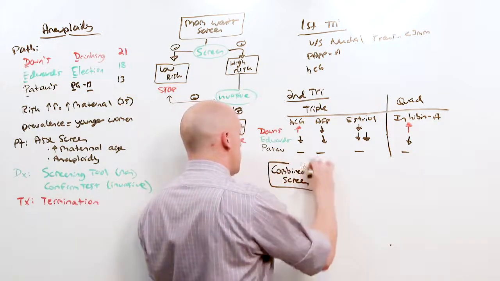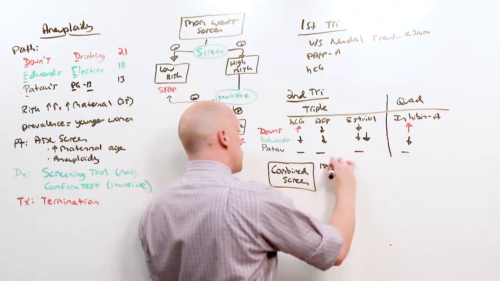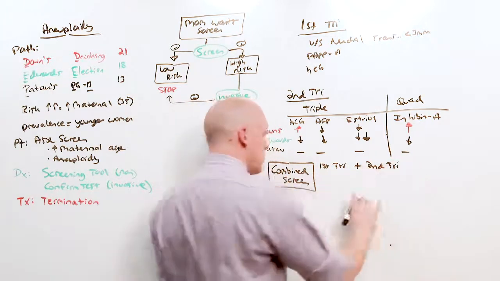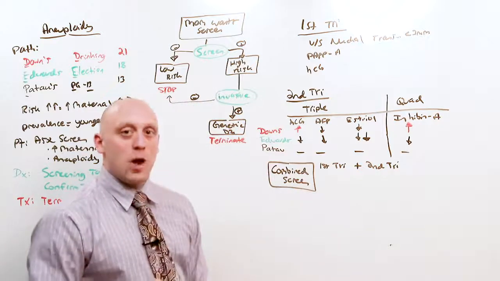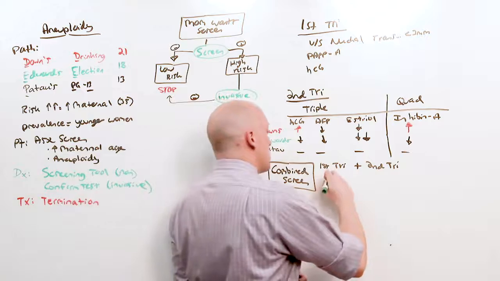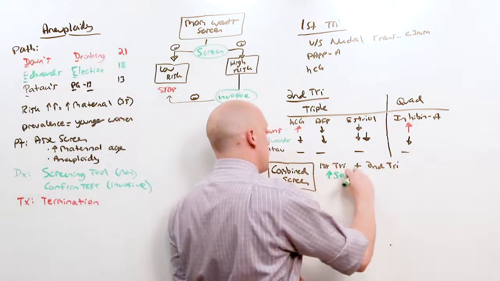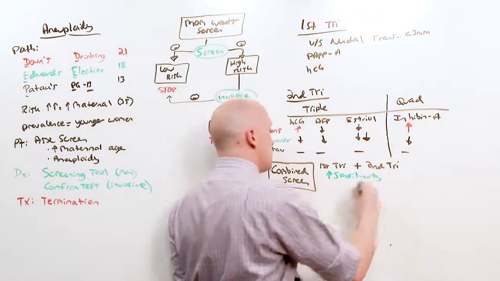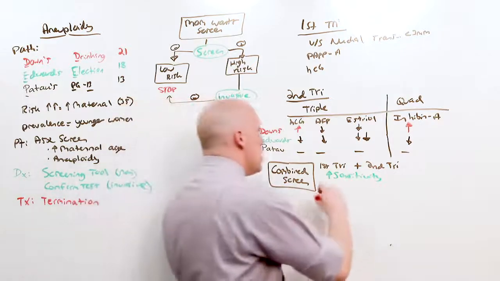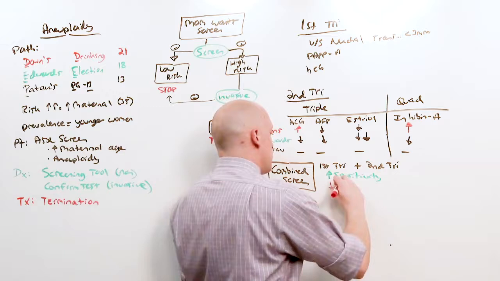In a combined screen, you wait. You do a first trimester screen and a second trimester screening without intervening until you have both. Combining them is going to significantly increase the sensitivity. It's good when mom is negative, but because you wait for the second trimester screen, you have limited options.